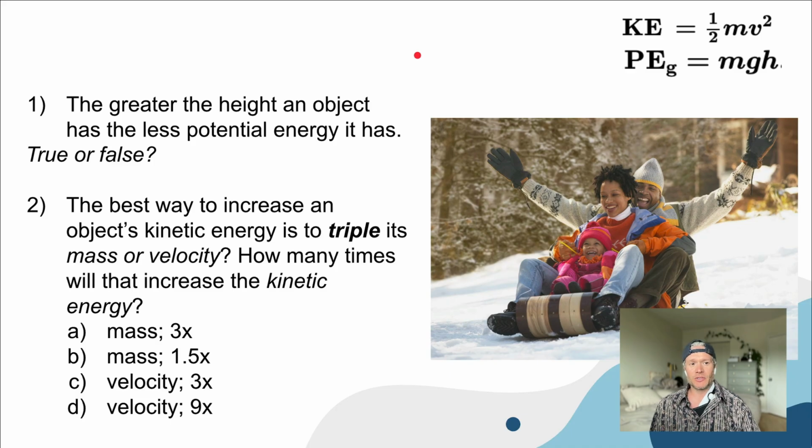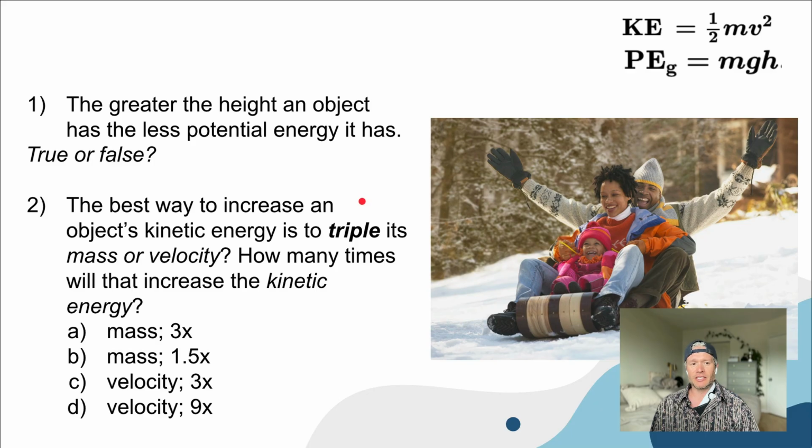So the first question: the greater the height of an object, the less potential energy it has. Is that true or false? Well, if we look at our potential energy equation, the potential energy of any object is definitely dependent on height, or how far above our zero level the object is. So it will have more potential energy the higher it is. So that would be false.